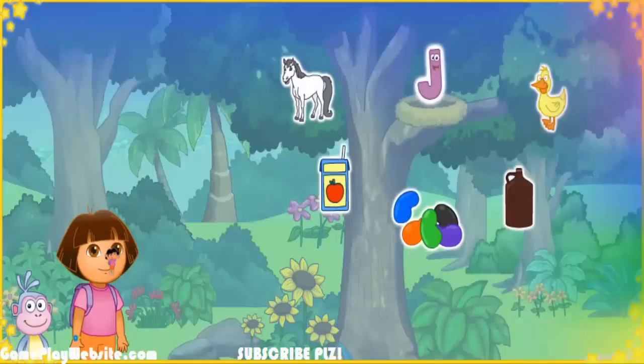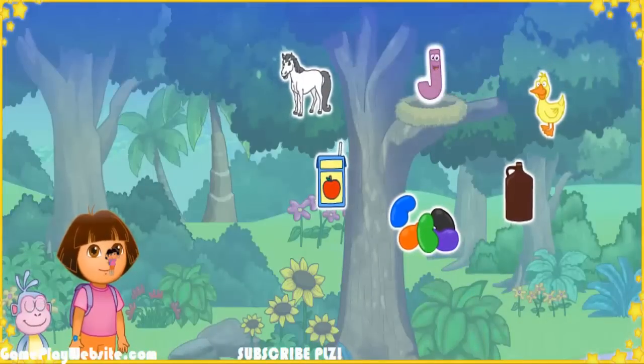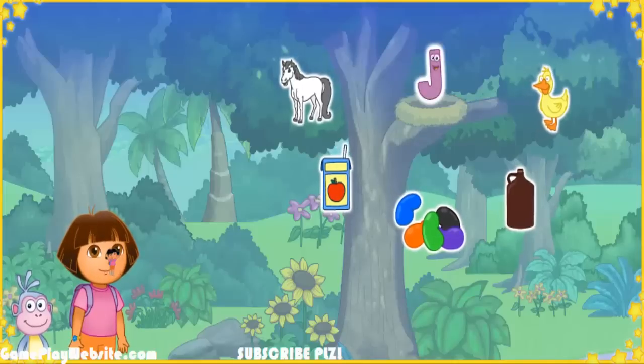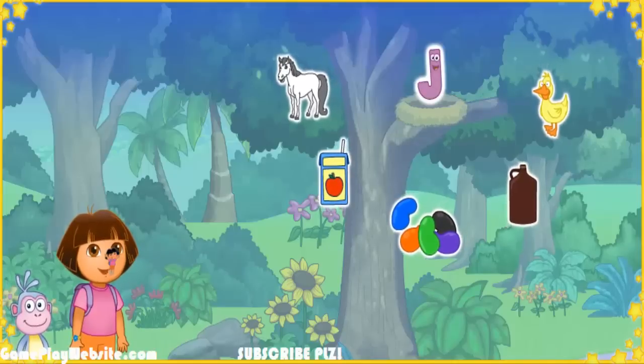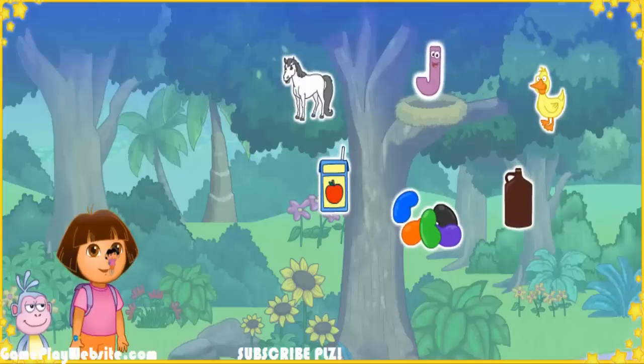We made it to the ABC tree. Uh-oh, that letter's all the way up in that nest. We need your help to get it down. To get the letter down, we need to click on three things that start with the letter J.